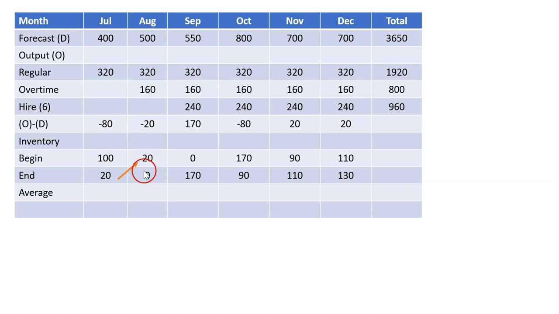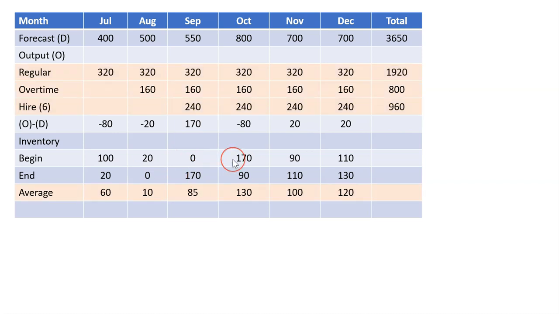20 plus negative 20 is 0. Bring it to the next month. 0 plus 170, you get 170. Bring it to the next month. And then 170 plus negative 80, you got 90. And then bring to the next month. 90 plus 20, you got 110. Bring to the next month. 110 plus 20, you get 130.